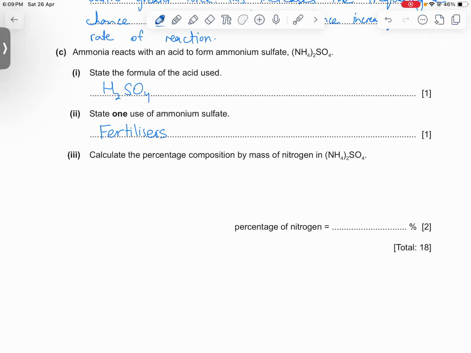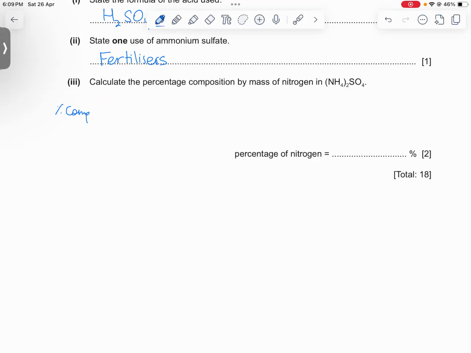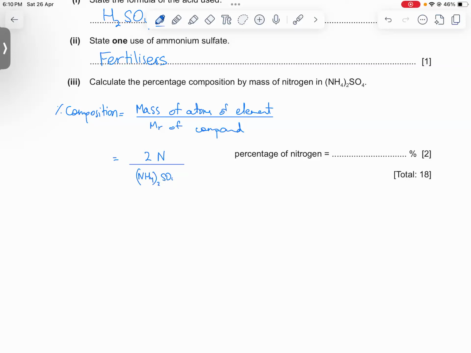Calculate the percentage composition by mass of nitrogen in ammonium sulfate. The percentage by mass, or percentage composition, has a simple formula: mass of atoms of the element divided by Mr of the compound. If you observe closely, nitrogen appears twice in this formula, so we say 2 nitrogens upon Mr of (NH4)2SO4.